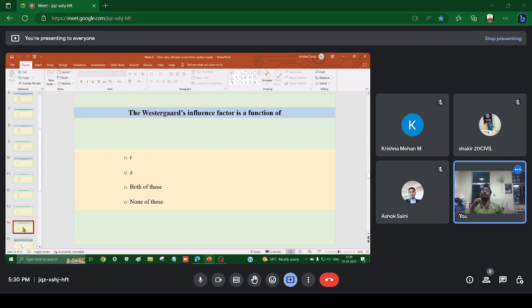The Westergaard's influence factor is a function of R. R means the radial distance from the point of load action. Z is the depth till which we are calculating the stress. Both of these or none of these.